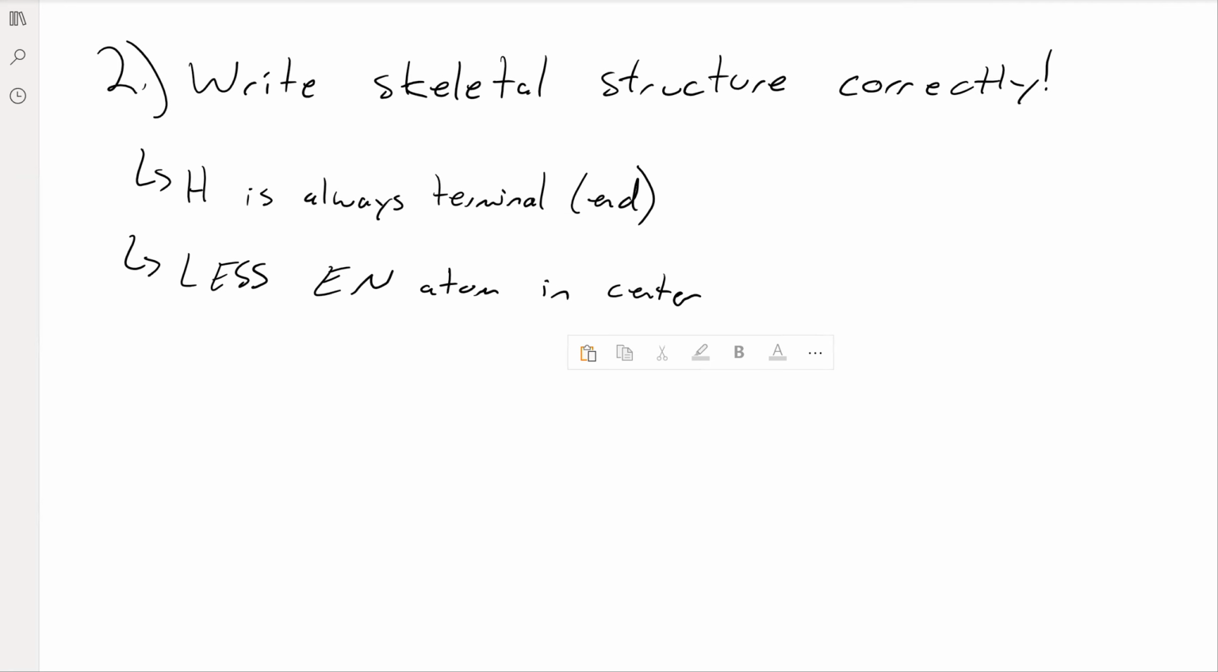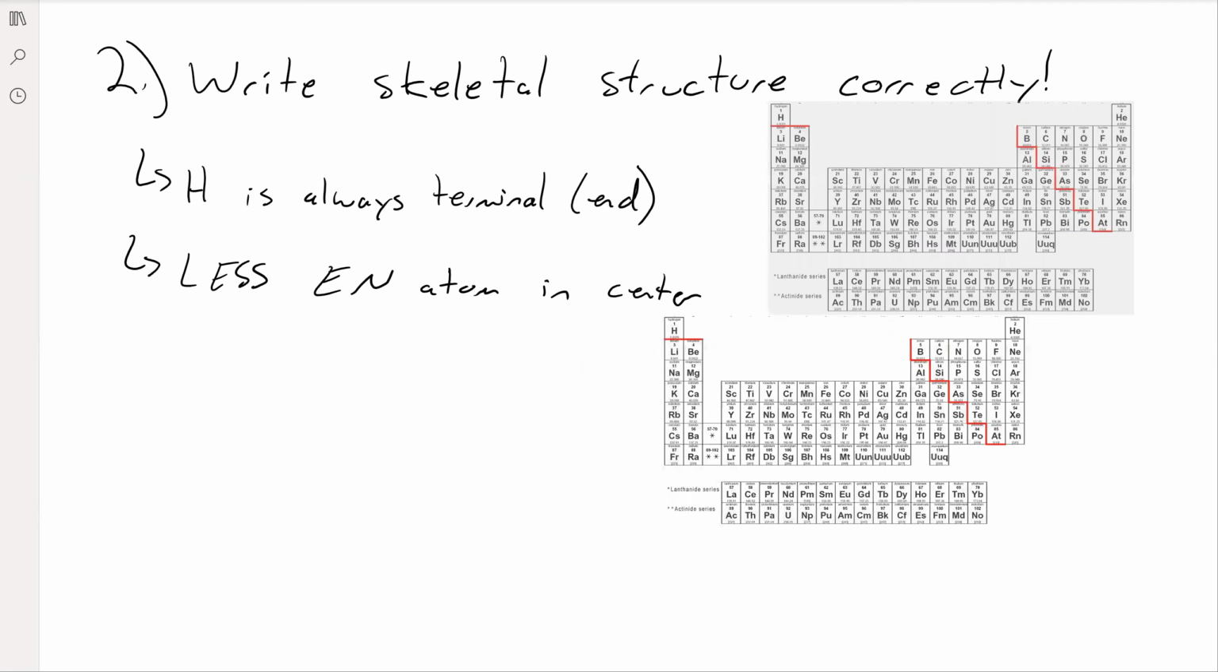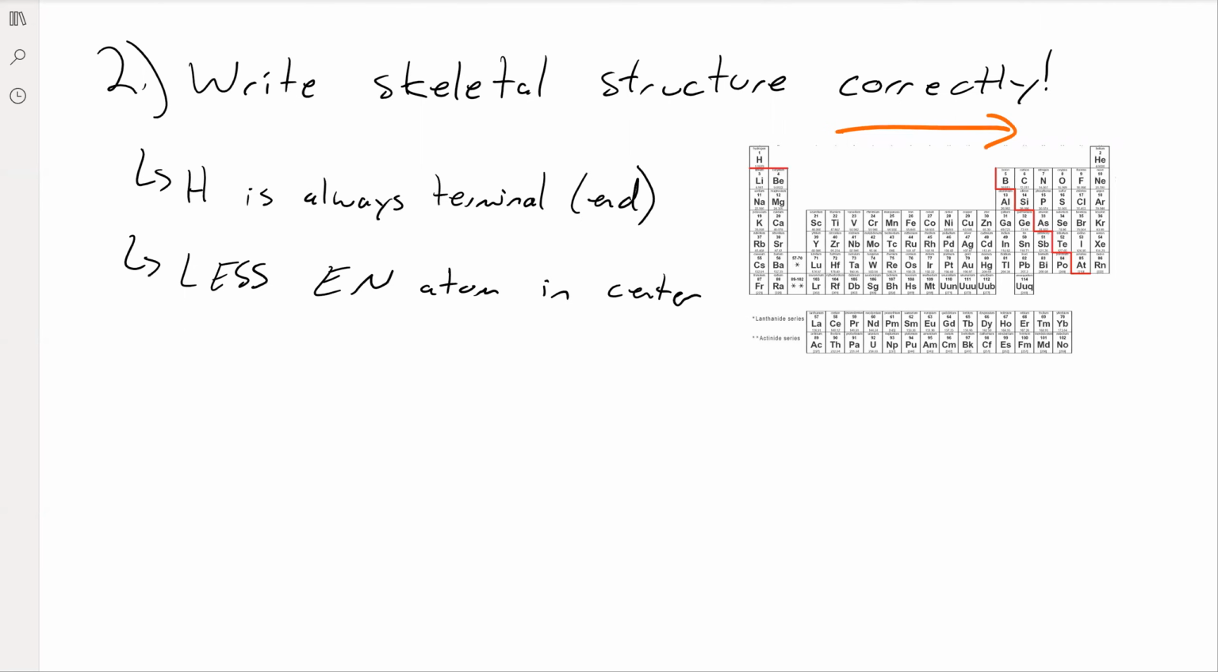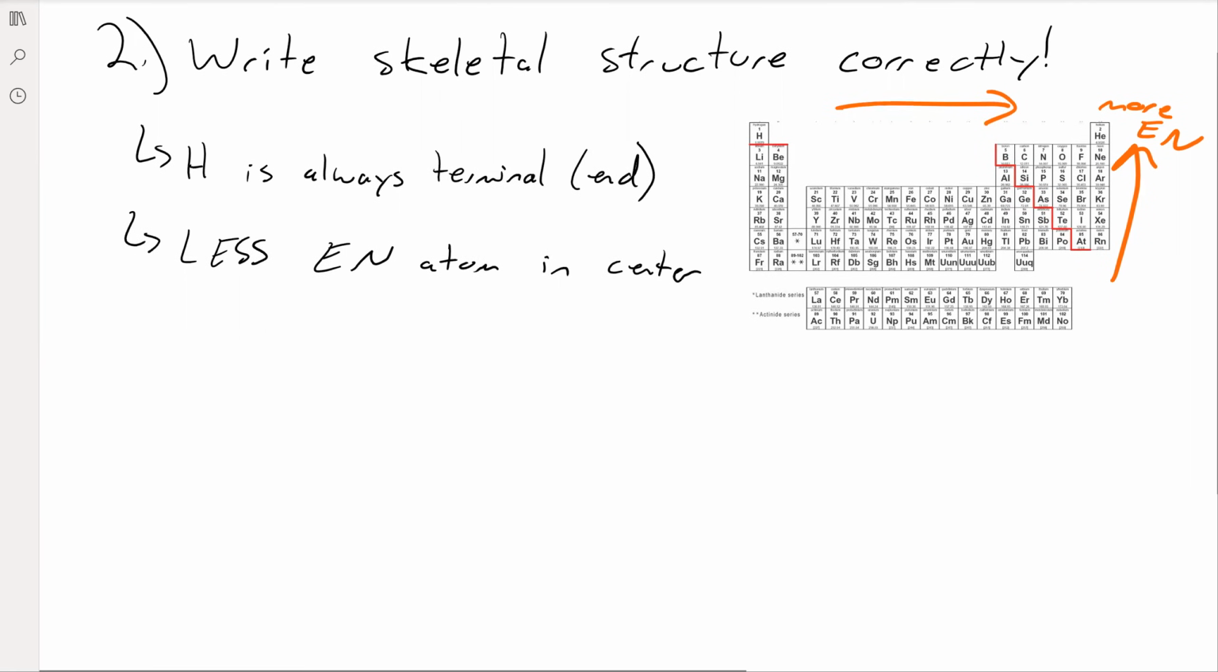Remember our trend for electronegativity. It's that as you go towards the top right, you get more electronegative. So we want to stay away from being towards that top right. Remember that going up and down has a bigger effect than left to right.